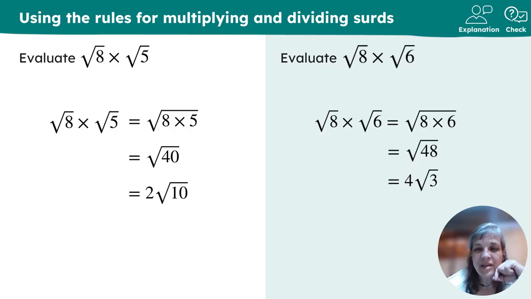Okay, welcome back. Hopefully you found that the root of 48 can also be root 16 times root 3, so it can be 4 root 3 in simplest form.